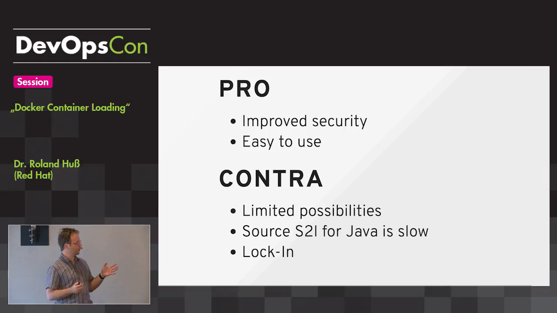It's still easy to use, so if you have some simple applications, there are a lot of examples out there, so you can easily try this out as well. Of course, the possibilities are limited to the possibilities of the builder image. So if the builder image doesn't support a certain thing, like, let's say, adding some sort of extra configuration, then you're lost, or you have to write your own builder images. For Java, as I said, source to image is quite slow. And finally, of course, this only works for OpenShift. I think this is evident.